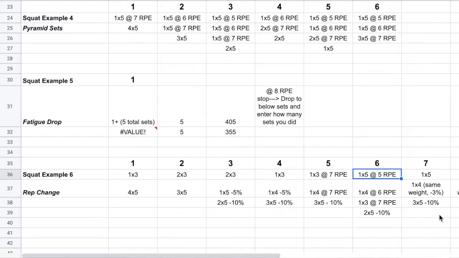Another way is I could do 1x5 for the top set, and then instead of even backing off the weight, the back off is the reps. They could do 1x4, which is in a sense a 3% drop, before then going to 3x5 at a 10% drop. Another way to do it, 1x5, and then they have 2x3, same weight, but that's a 6% drop just because of the repetition change, and then 2x5 at 10%. So like I said, I could probably go on forever with different examples and permutations of how you could implement this.